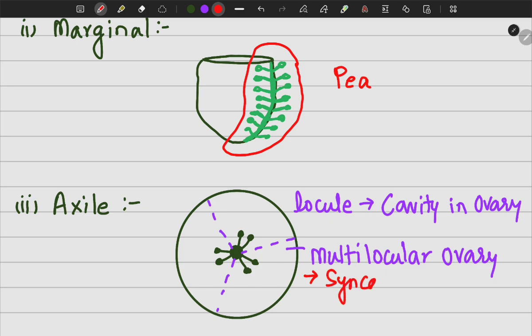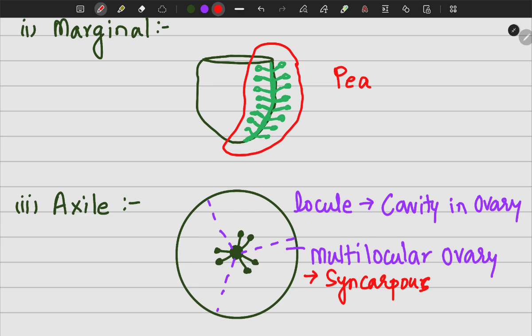syncarpous ovaries or syncarpous pistil or carpel, you can say. We also studied about the apocarpous and syncarpous ovary, so I hope you remember the term. When more than one pistil are present, then their ovaries can fuse together and join into one unit, that's called a syncarpous ovary, right? So each of the ovary will have its own compartment and they form multilocular ovary.